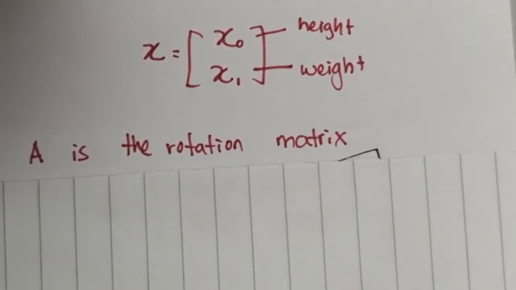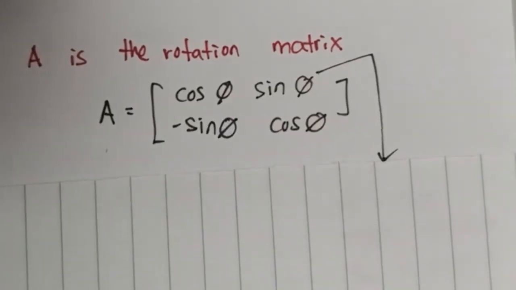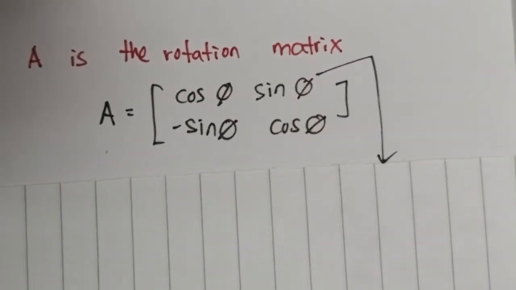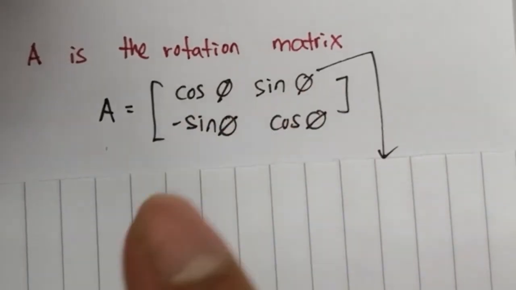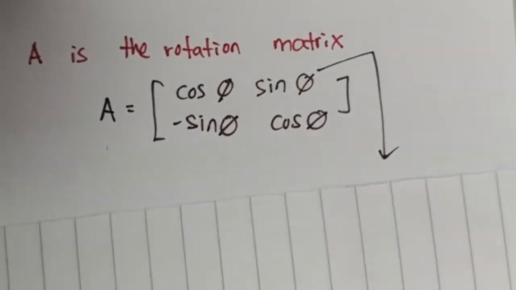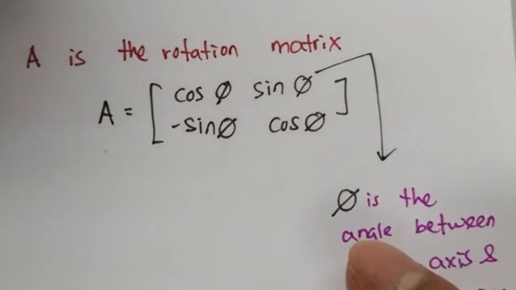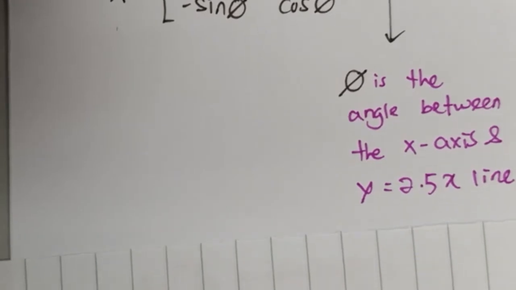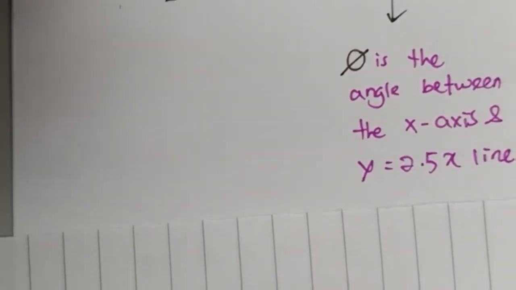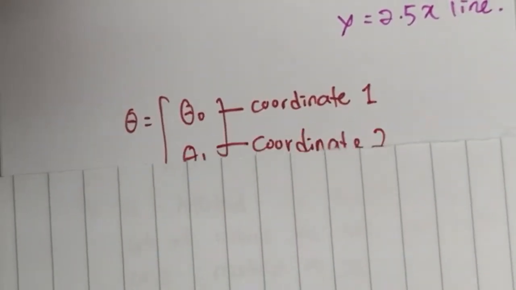And then we have A, the rotation matrix. The rotation matrix is this: A equals cos, sine, negative sine, and cos. And this symbol, theta, is the angle between the x-axis and the y equals 2.5x line. Right, next we will continue with this.